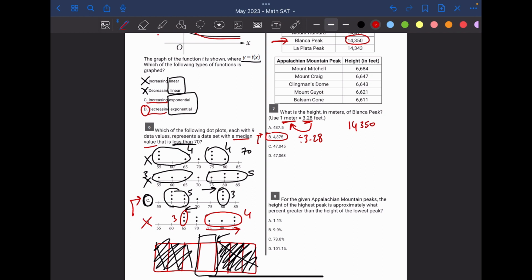Question number 8, for the given Appalachian Mountain peaks, the height of the highest peak is approximately what percent greater than the height of the lowest peak? So we first have to look at the highest and lowest values from this table.